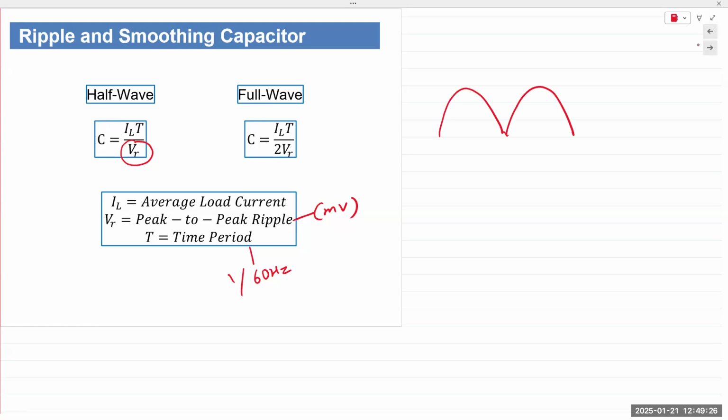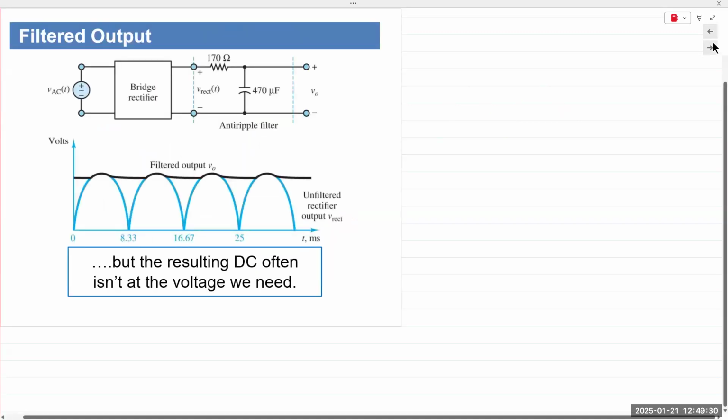All right, I have 10 minutes left. Let's move on to Zener.